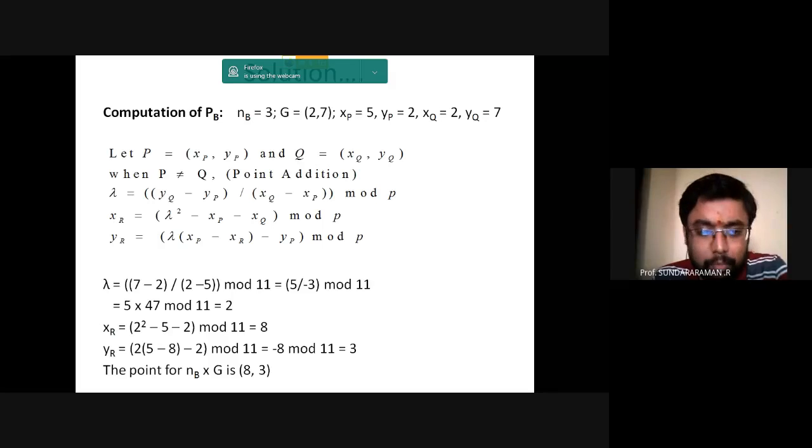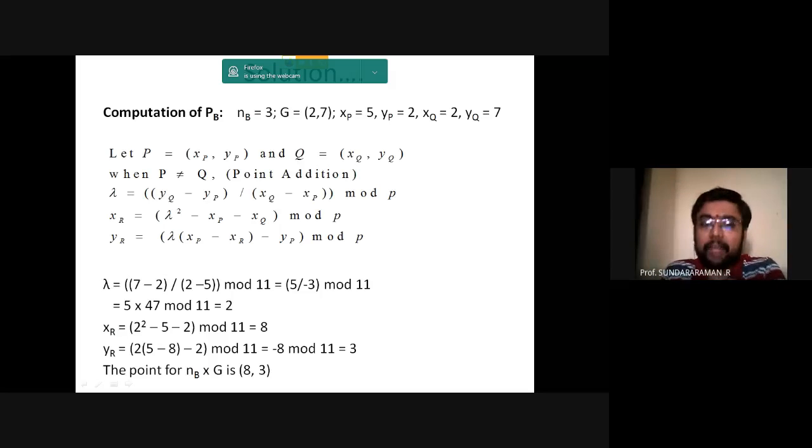So XP is equal to 5, YP is equal to 2, that is the result of 2G, and then the G value: XQ is equal to 2, YQ is equal to 7. Now this is settled. Now compute the lambda. The lambda equation when P is not equal to Q is different. So yq minus yp divided by xq minus xp. What is yq here? yq is 7. 7 minus 2 divided by 2 minus 5. So 7 minus 2 is 5 and 2 minus 5 is minus 3.